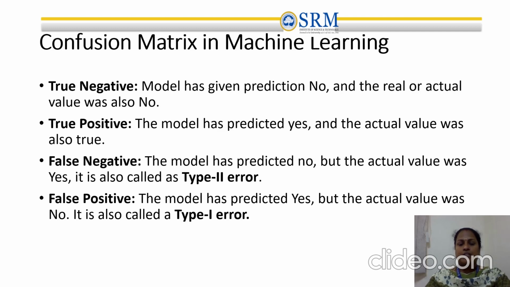True negative means the model has given a prediction of no, and the actual value was also no. In true positive, the model has predicted yes and the actual value is also yes. In false negative, the model has predicted no, but the actual value was yes. It is called a type 2 error. In false positive, the model has predicted yes, but the actual was no. It is called a type 1 error.